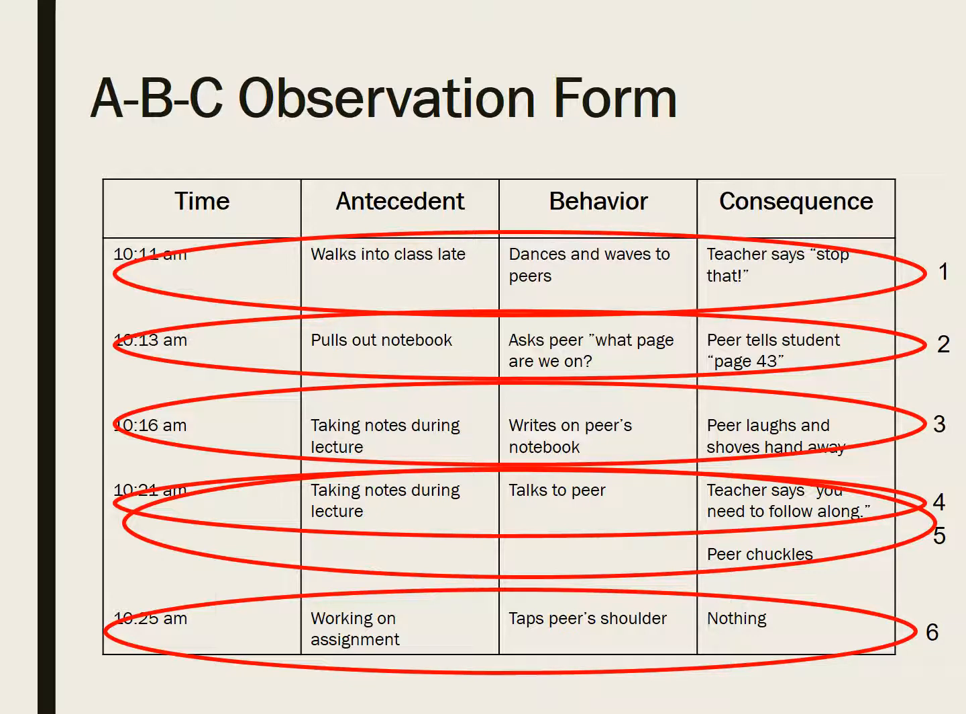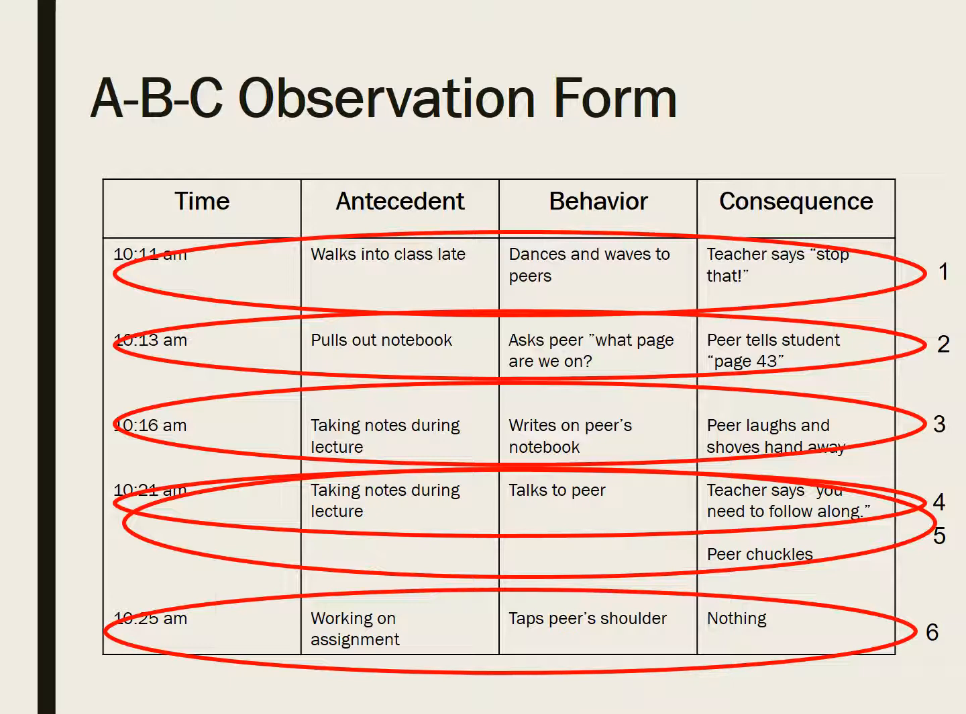So again, the second one, you see number 2 written on the far right-hand side. Student engages in target behavior, and a peer tells the student, page 43. Well, here I would say he's probably getting student attention. So again, I would put that under positive reinforcement attention. Occurrence 3, peer laughs and shoves his hand away when he writes on his peer's notebook. Okay, here I'm starting to see a pattern. This peer is giving the student attention. So again, I'd put this in positive reinforcement attention. The next one, teacher says, you need to follow along. Teacher's getting attention. Put it in that same column. Peer chuckles. He's getting peer attention.